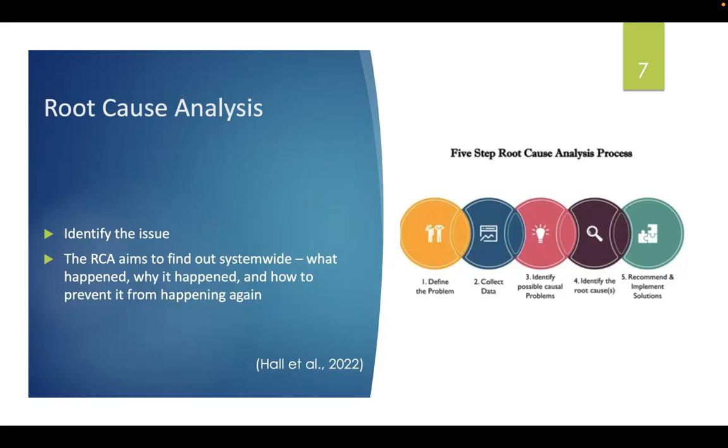This should be done for each pressure injury that develops in the facility to improve care. Possible problems identified in an RCA include knowledge issues, prevalence, incidence rate, practice, patient education, communication, and documentation.